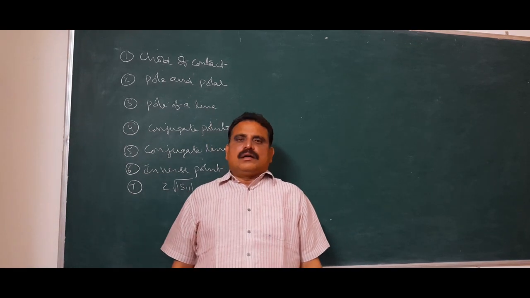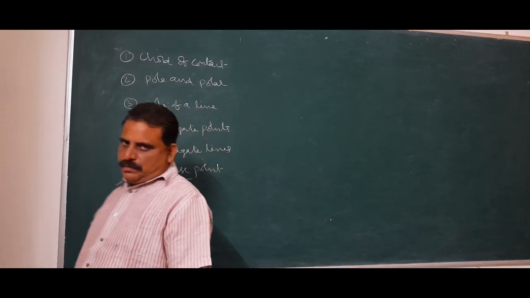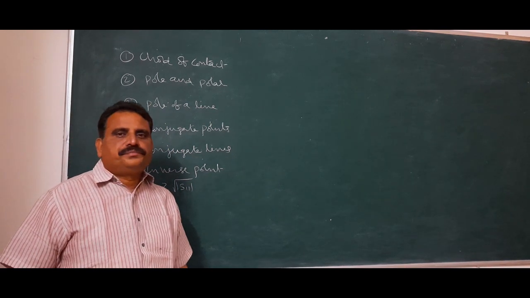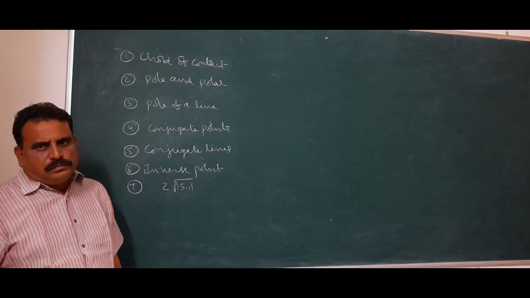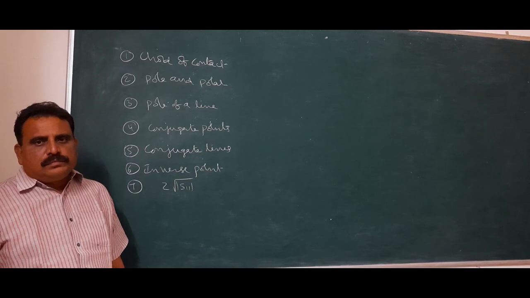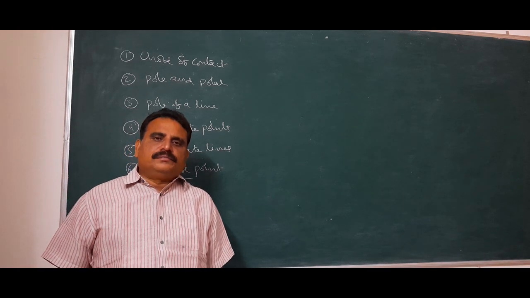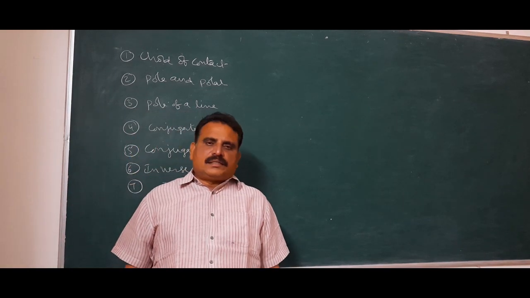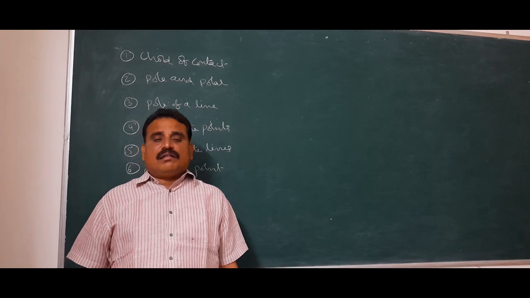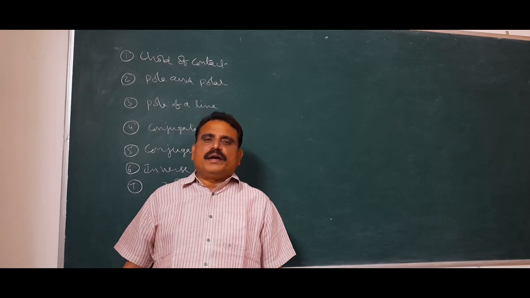Today we discuss the concepts of circles, part 3. In this part, we discuss 7 points. First one, chord of contact. Second one, pole and polar. Third one, pole of a line. Fourth one, conjugate points. Fifth, conjugate line. Sixth, inverse points. Seventh, length of the chord having midpoint x1, y1 is 2 root mod S11.